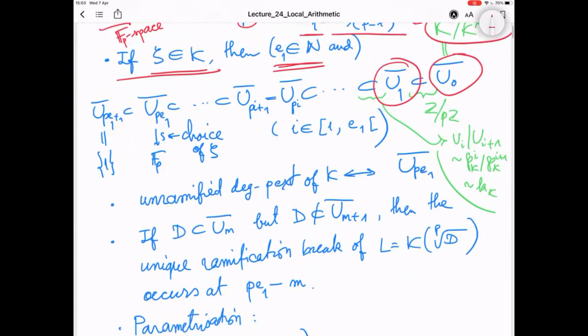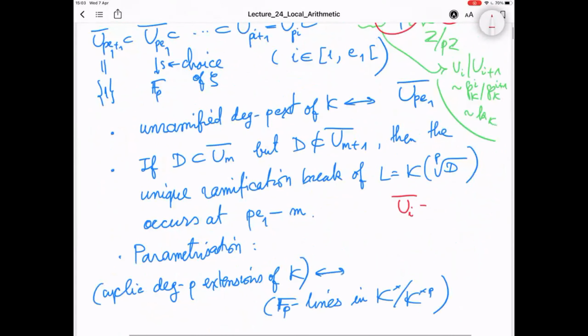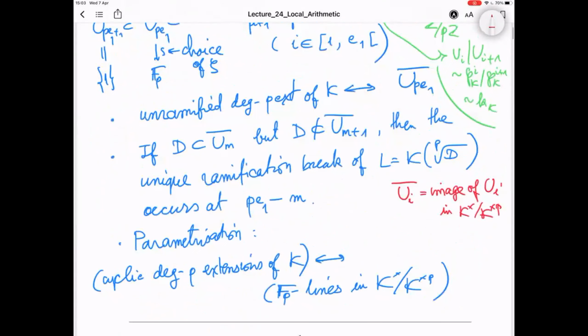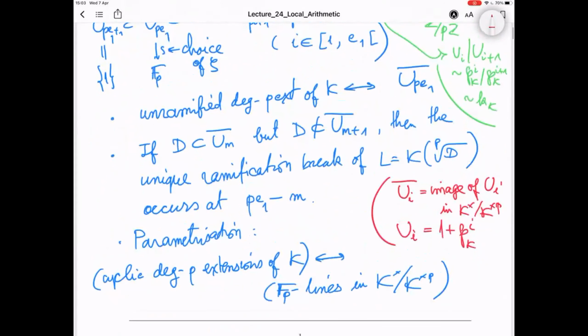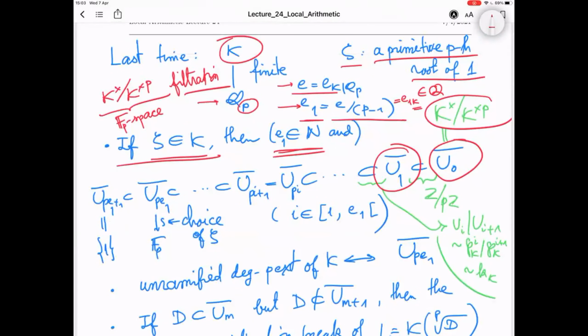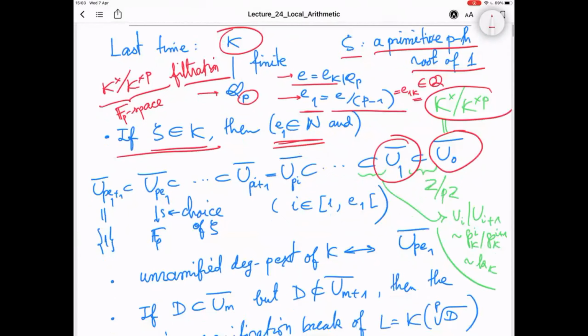So what is Ui bar? It is the image of Ui in, excuse me, K star modulo K star to the power p. And what is Ui? Ui is 1 plus p to the power i, where p is the maximal ideal. So these are units which are congruent to 1 modulo the ith power of the maximal ideal. So you have U1 bar and U2 bar, etc.